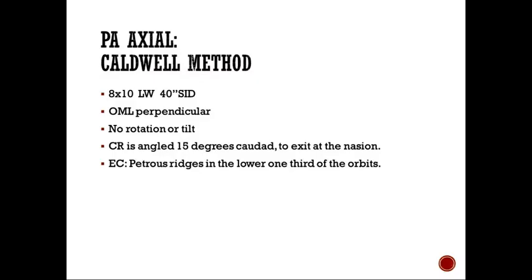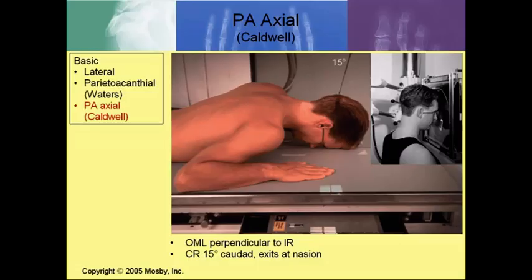On a PA axial Caldwell method, again an 8 by 10 collimation, lengthwise 40-inch SID. Orbitomeatal line will be perpendicular. We want no rotation or tilt. We do use a central ray on a Caldwell method. It's a 15-degree caudad central ray centered to exit at the nasion, and as far as our evaluation criteria, with the 15-degree caudad Caldwell, we do expect to see the petrous ridges in the lower 1/3 of the orbits.